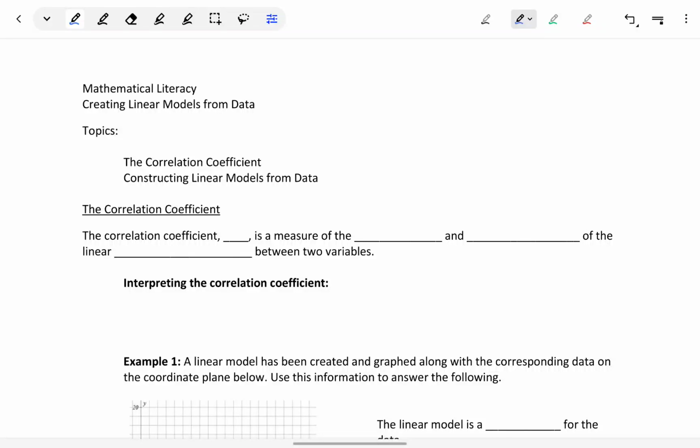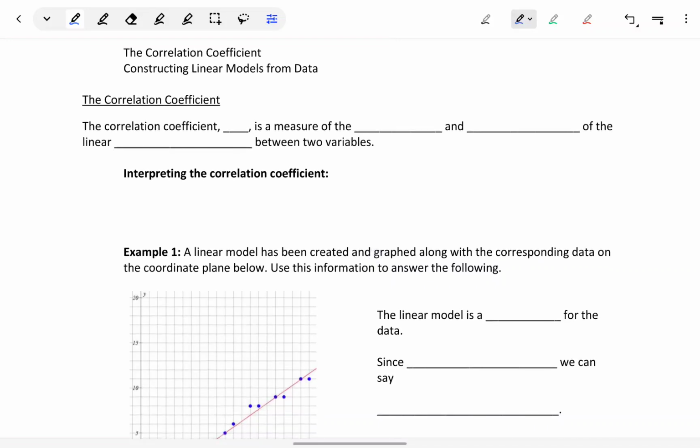Previously, we looked at scatter plots as a way to visualize the relationship between two variables. Now what we want to do is add to that by talking about the correlation coefficient, which is usually represented with a lowercase r, sometimes with a capital R, but generally a lowercase r. And it's a measure of the strength and the linear association between two variables.